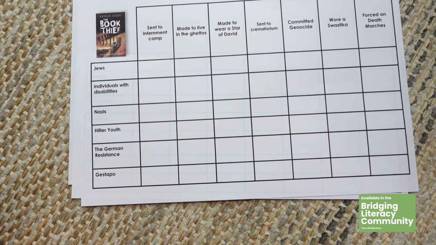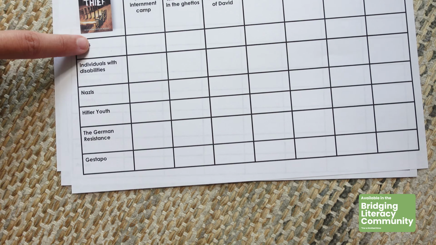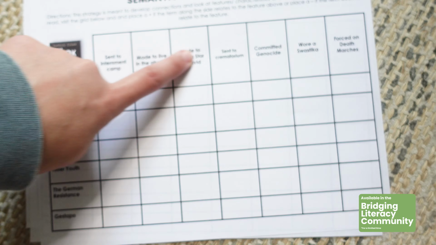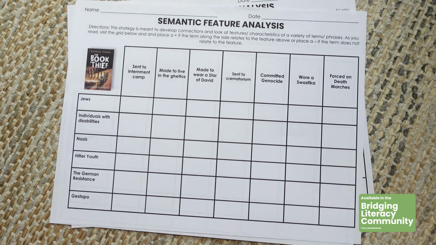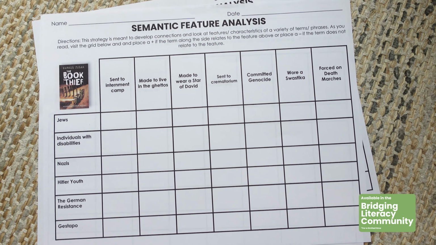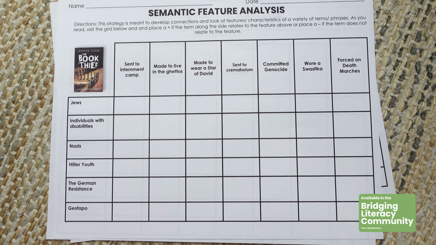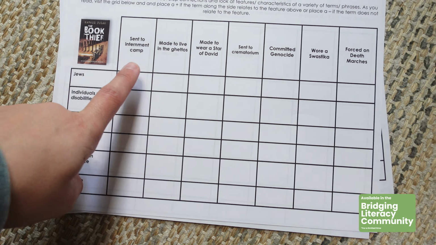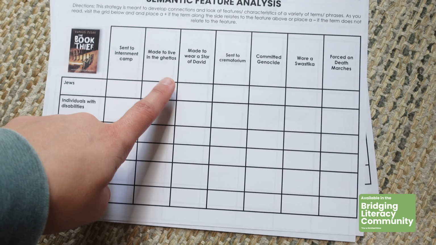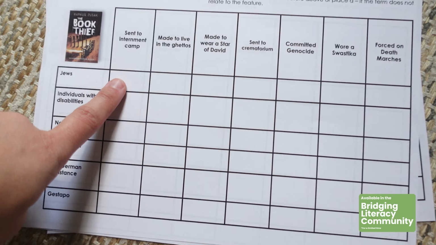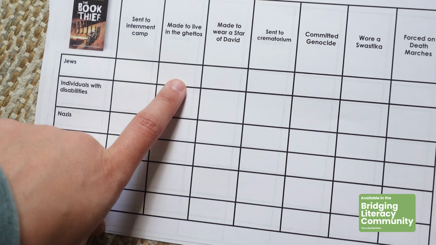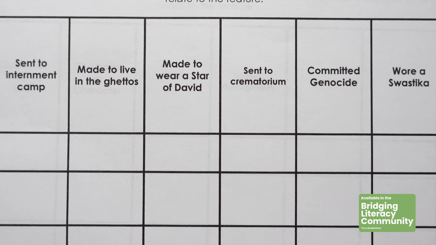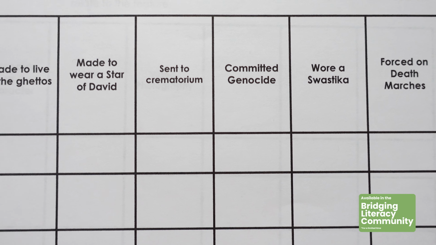And so again, you have the terms or the phrases, the vocabulary terms that we want to consider here. And then up at the top, we're going to place all of the characteristics and features. And so you could give this to students, and then as they read, they're going to place pluses and minuses for whether or not these terms fall under this characteristic or feature. So they would place a plus or a minus here, plus or minus here. So you can see that they have sent to an intermittent camp, made to live in the ghettos, made to wear a Star of David.